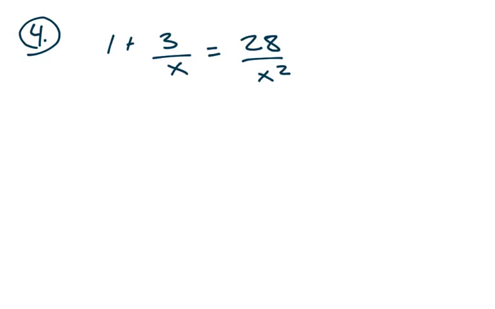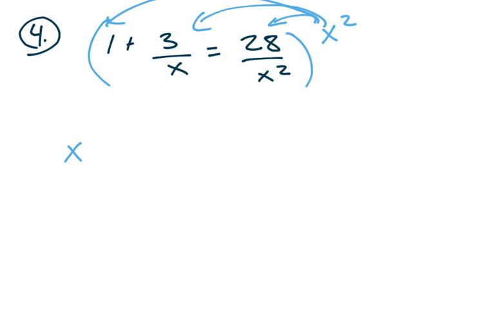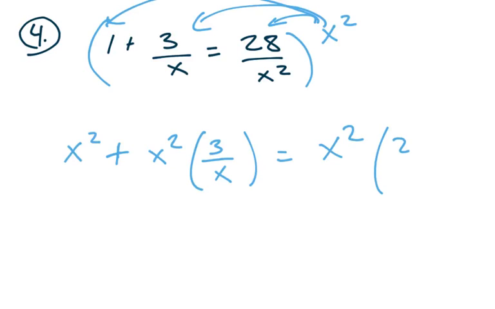And the approach again is the same. We're going to multiply through by the value that will get rid of all the denominators, and this would be x squared. So when I distribute, I would get x squared plus x squared times 3 over x equals x squared times 28 over x squared.